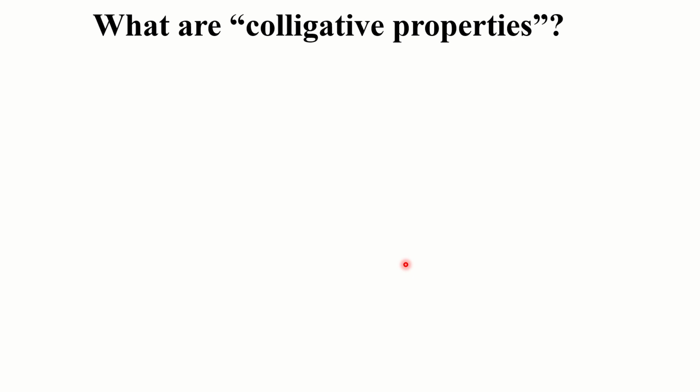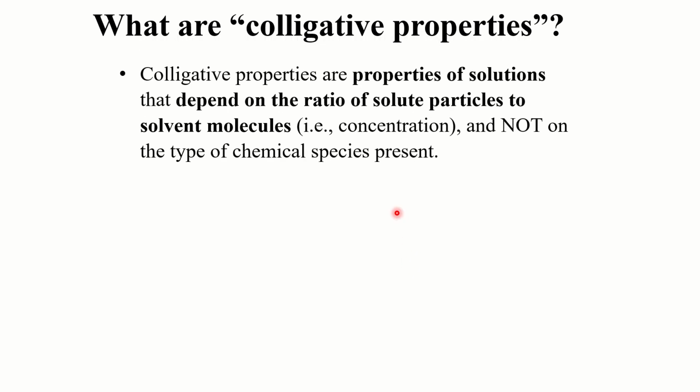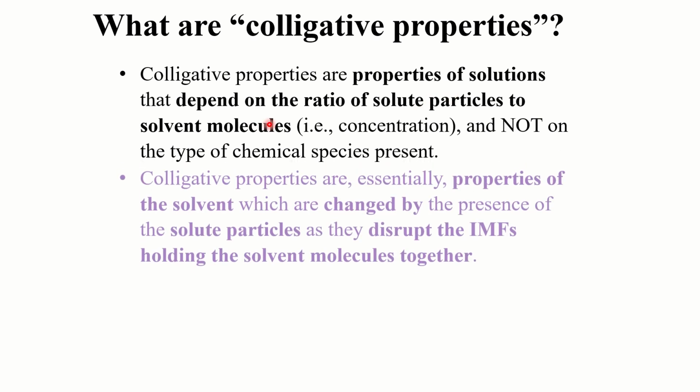First, what are colligative properties? Colligative properties are defined as the properties of solutions that depend on the ratio of solute particles to solvent molecules, i.e. concentration, and not on the type of chemical species present. So what this means then is this is solely about the ratio of solute particles to solvent molecules. It does not matter necessarily what the identities of these solute particles or these solvent molecules are. It's strictly about the mathematical ratio between these two species, the solute particles and the solvent molecules.